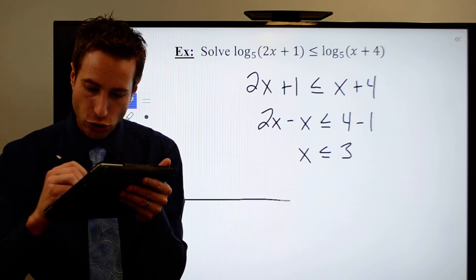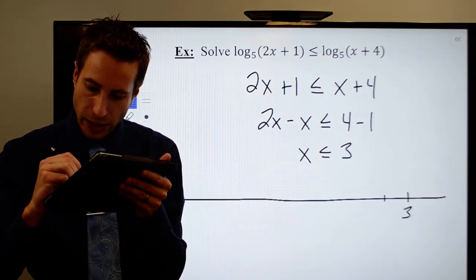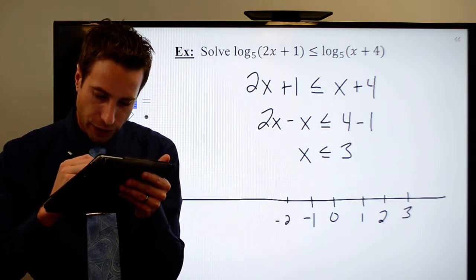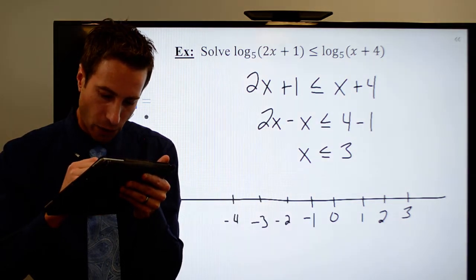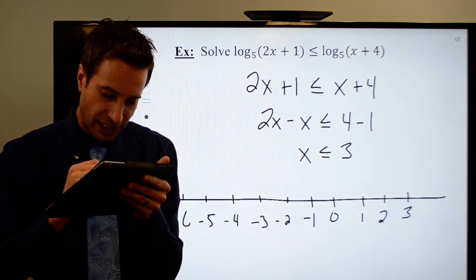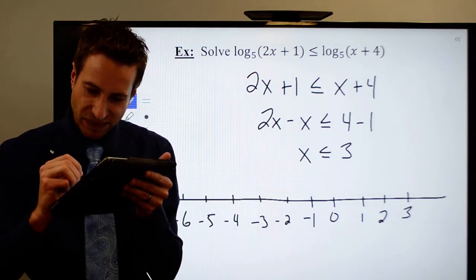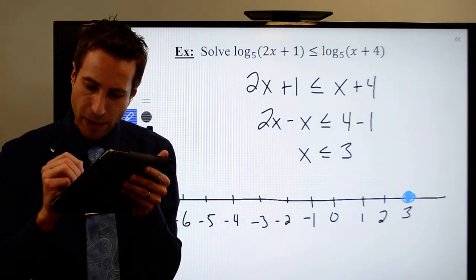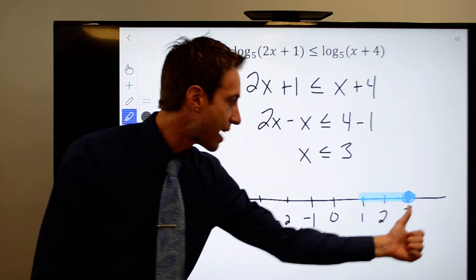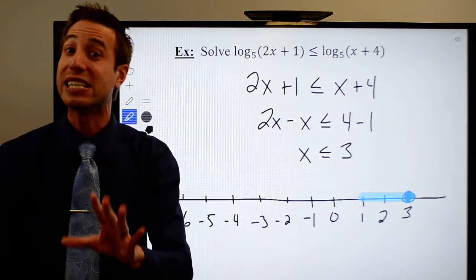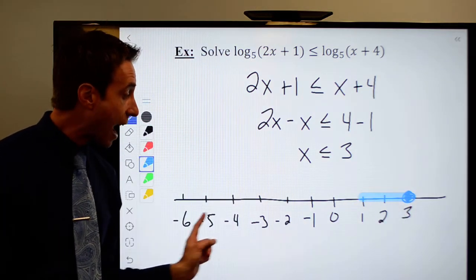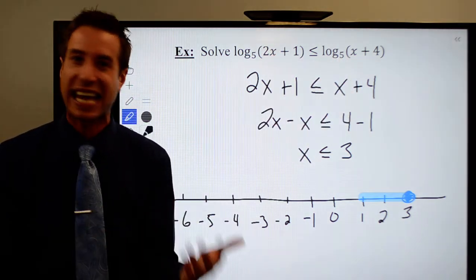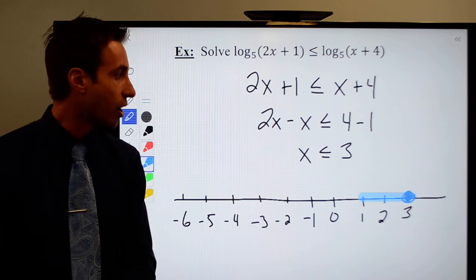Here's my number line. 3, 2, 1, 0, -1, -2, -3, -4, -5, -6. Here's what this is telling me. I need everything less than 3. So that's going to be everybody going in this direction, right? Everybody going in this direction. But then the risk I run, right, is there are values of x down here that'll give me 0 or a negative number. And I can't take the log of 0 or a negative number.